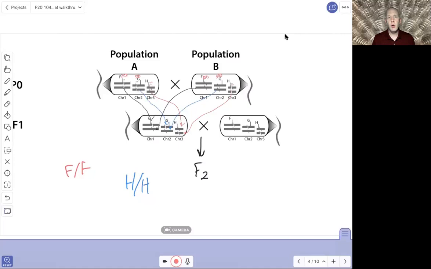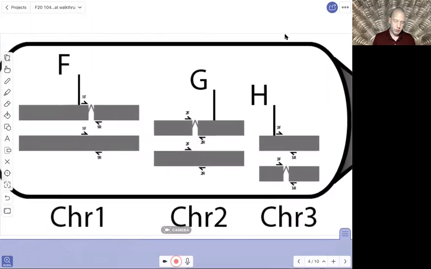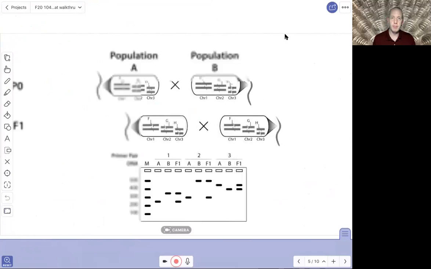So let's take a look at what would happen if we used these PCR primers, which I should mention are numbered according to the chromosome. So we have primers 1F and 1R that amplify this locus on chromosome 1, 2F and 2R, the forward and reverse primers for chromosome 2, and 3F and 3R. So if we used these primers to amplify all of these 4 individuals, let's take a look at what that agarose gel would look like.